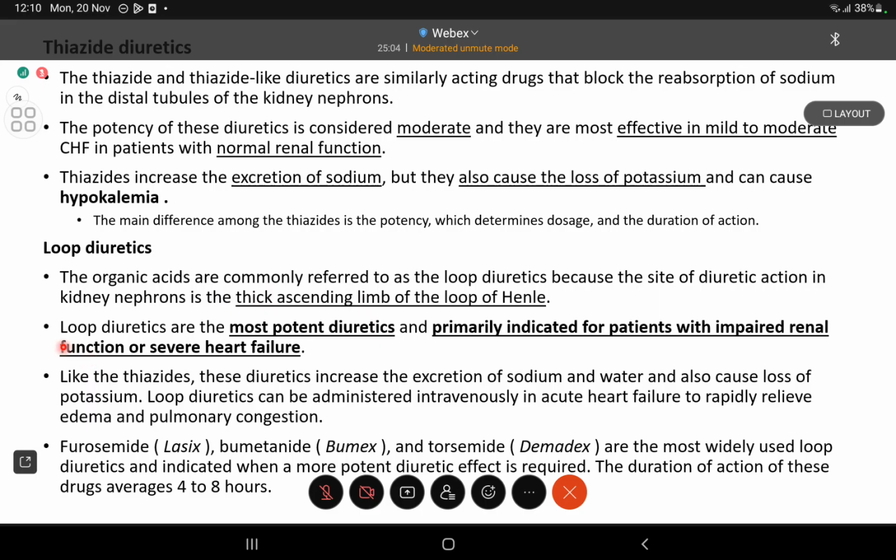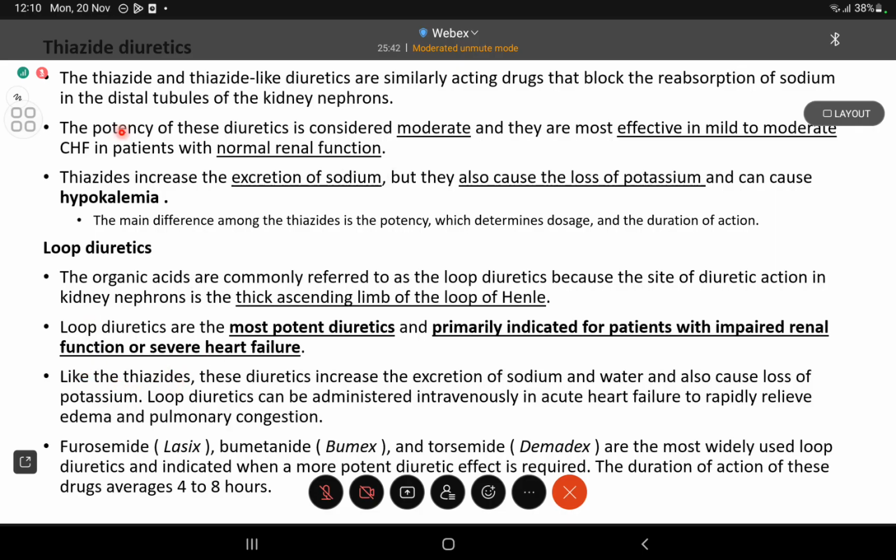So loop diuretic is considered the most potent among the diuretics. So basically it is used for patients with impaired renal function and severe heart failure. Another point here is to highlight the difference between loop diuretic and thiazide. Thiazide cannot be used for renal failure patients, but loop diuretic may be used for renal failure patients.